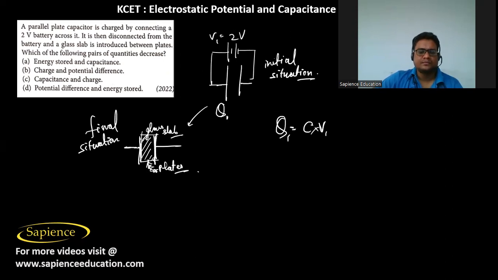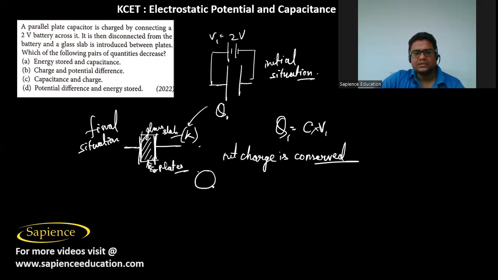So here, let's say the dielectric constant of this glass slab is K. Since it has been disconnected from the voltage source, the net charge on the capacitor should be conserved. It means the initial charge will be equal to the final charge.